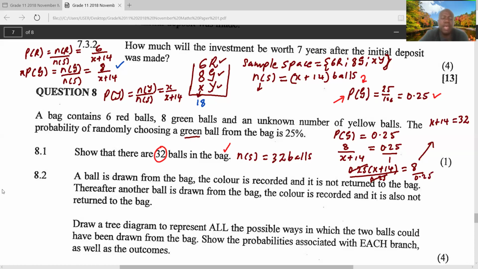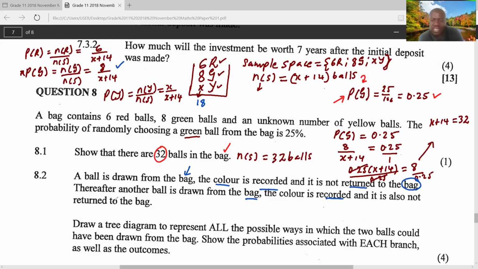Then the second says, a ball is drawn from the bag. Let's read and understand here. A ball is drawn from a bag. The color is recorded and it's not returned to the bag. Thereafter, another ball is drawn from the bag. Its color is recorded and it is also not returned to the bag. So this is what we want to look at.